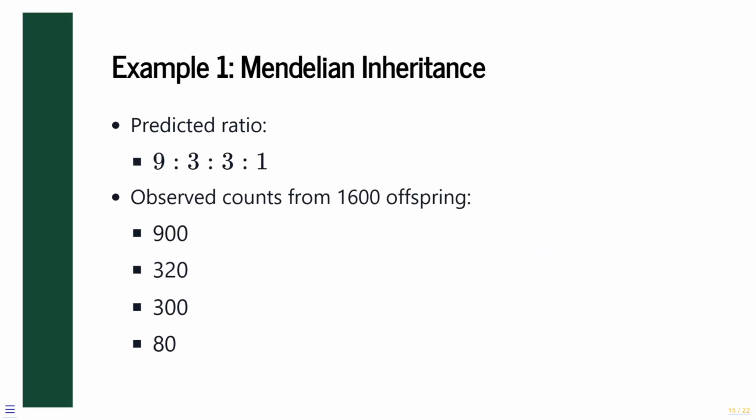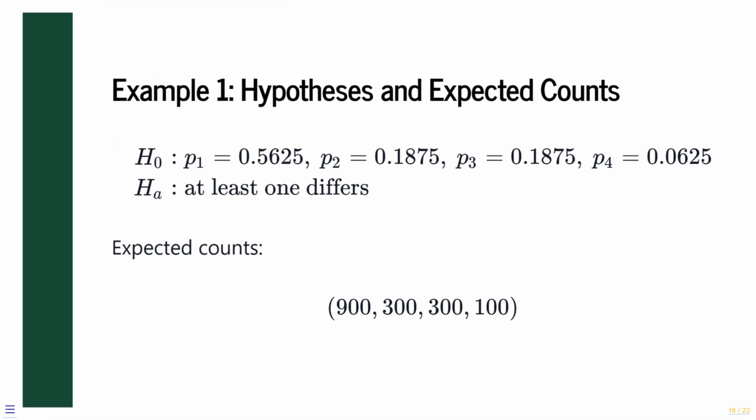In example 1, Mendelian theory predicts a 9:3:3:1 ratio. The observed counts are 900, 320, 380, and 0 out of 1,600 offspring. The null hypothesis sets the 4 category proportions equal to the predicted Mendelian values. That gives expected counts of 900, 300, 300, and 100.